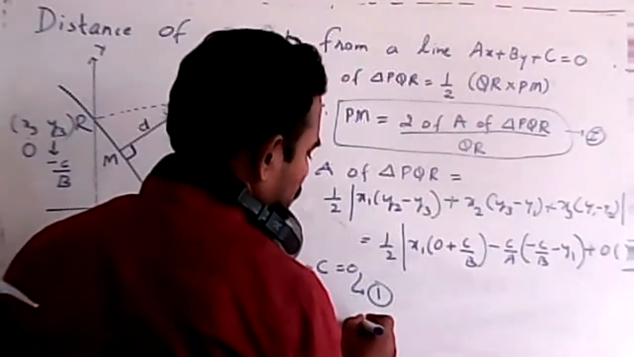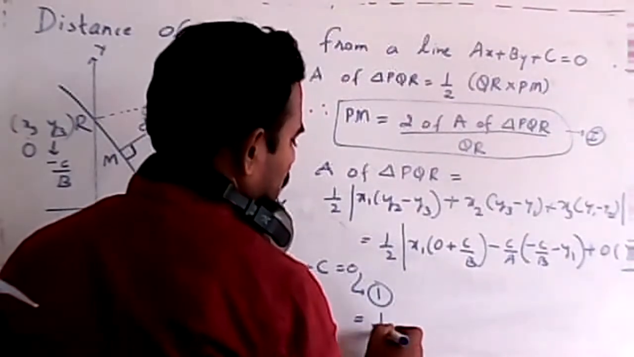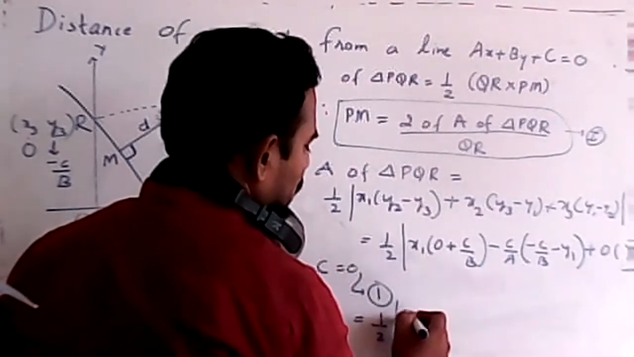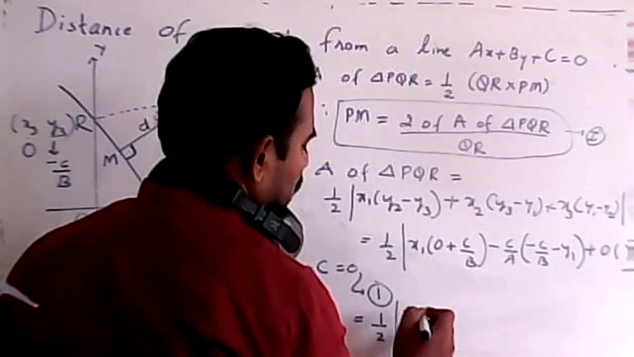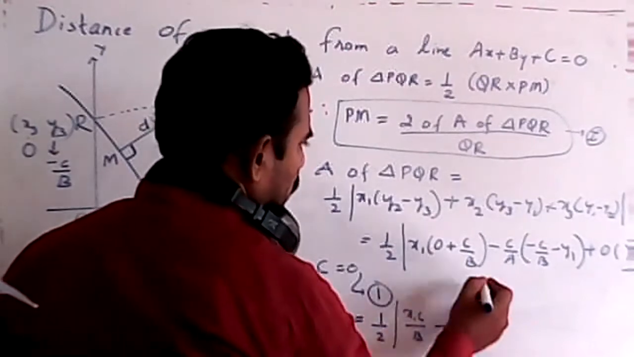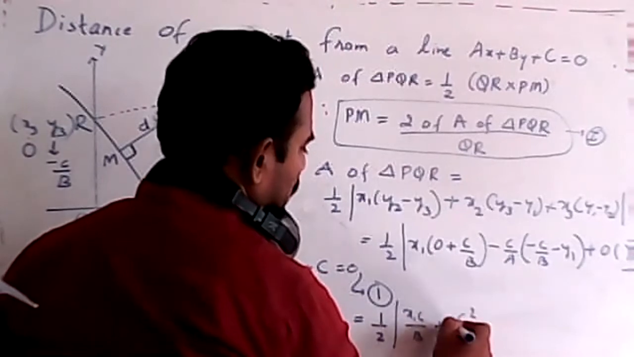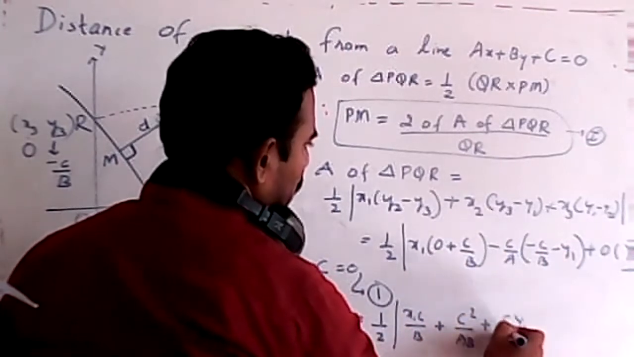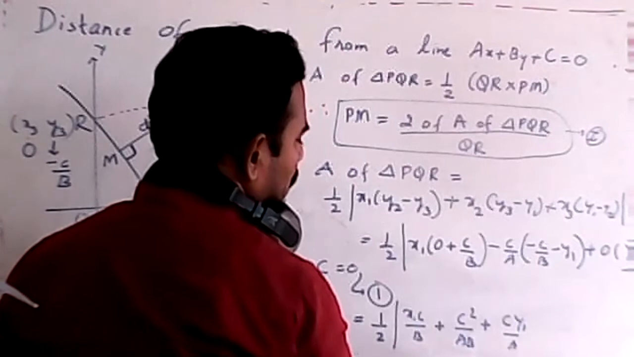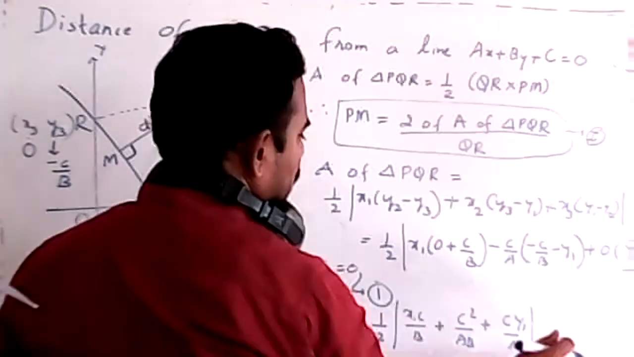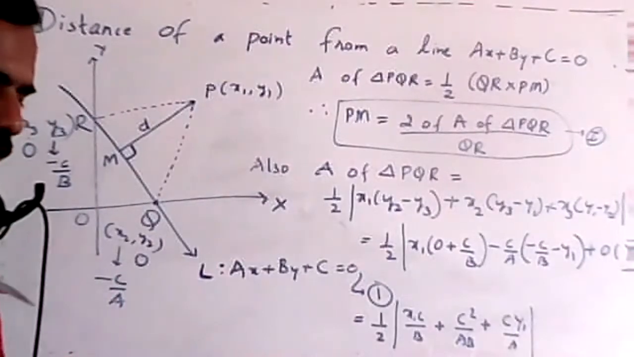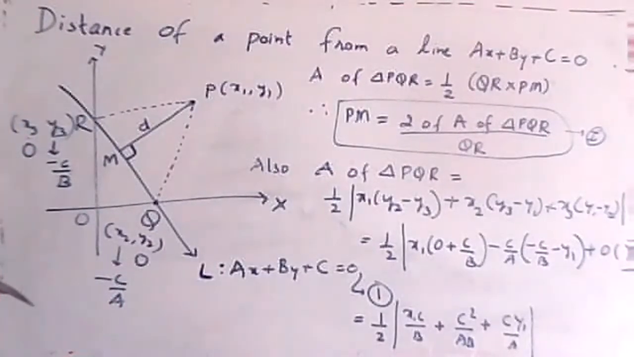Then keep half as it is. Now mod as it is: x1 into c by b, correct? Minus into minus plus c square by ab, minus into minus plus c y1 by a. Finished. The rest is 0. I will not worry about it. Is it possible to take something common in this? Let us take the common.